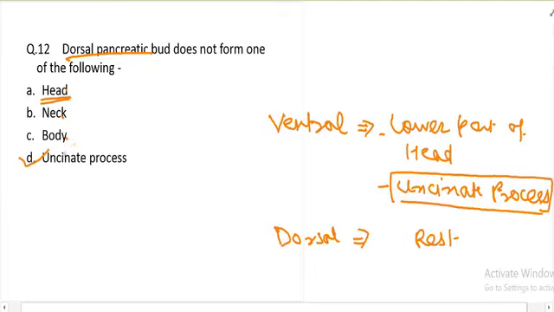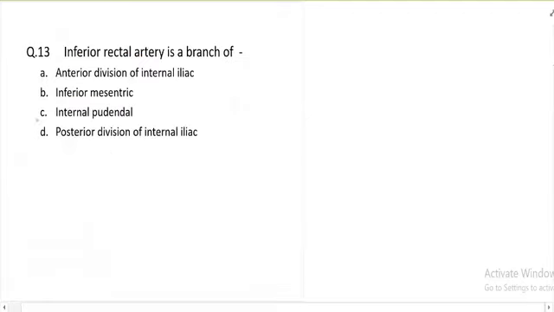Okay. If we change the choices, and replace uncinate process with tail, then the most appropriate choice will be head, because one half is formed by dorsal pancreatic bud. Anyway, in this question, it is a direct question, and uncinate process is the correct answer.